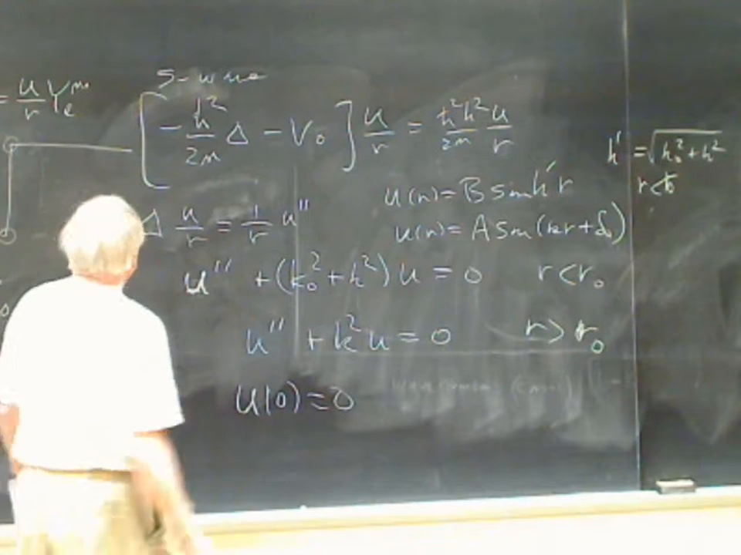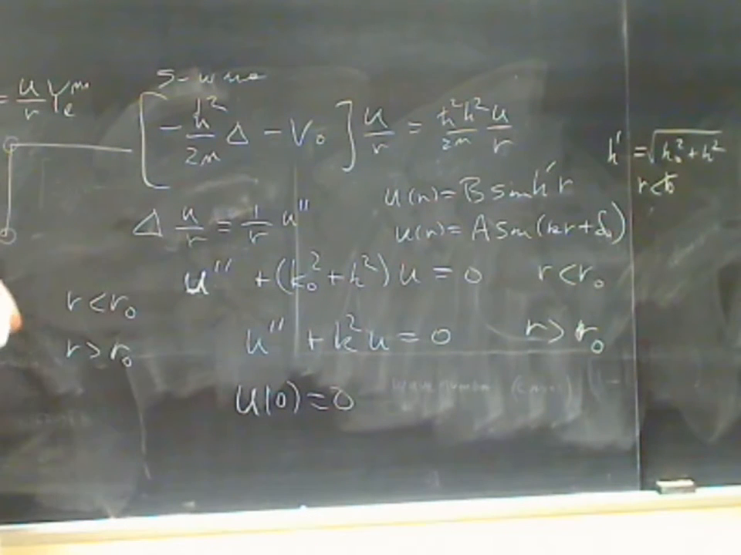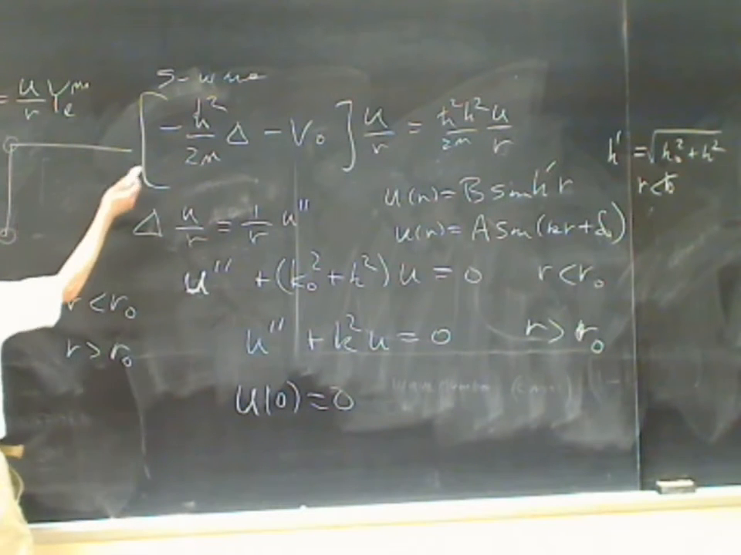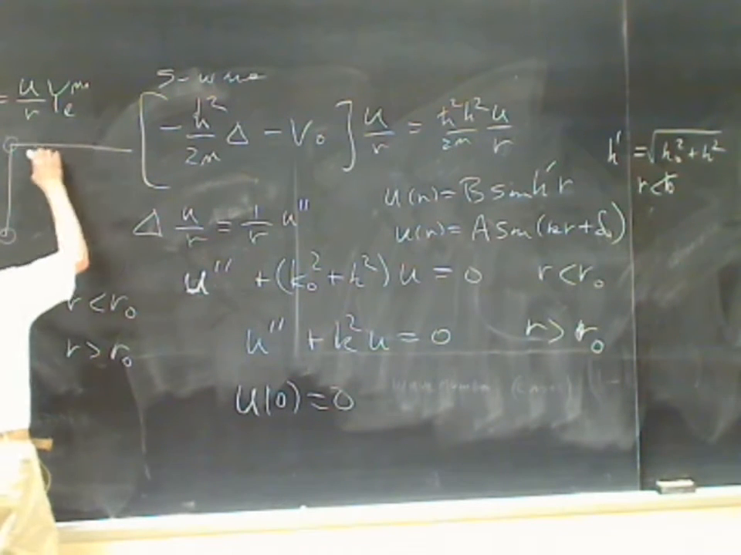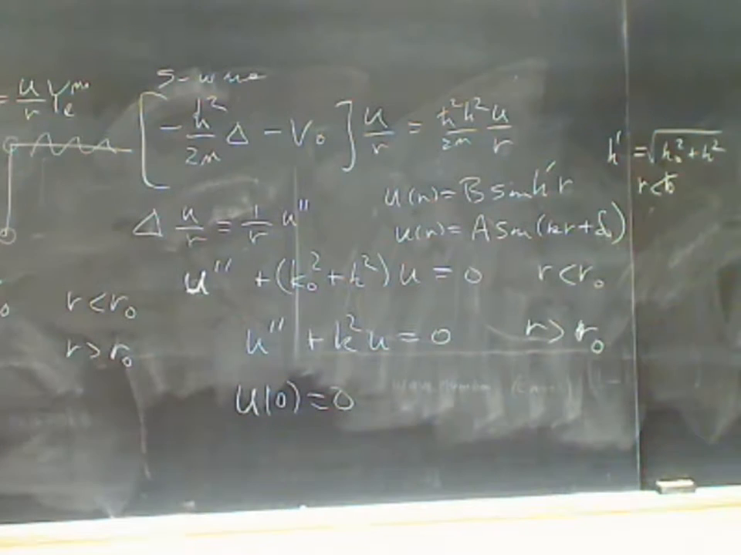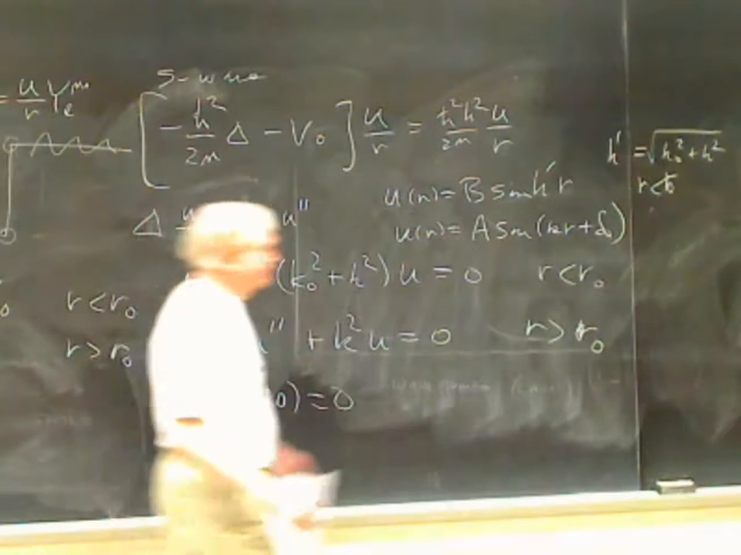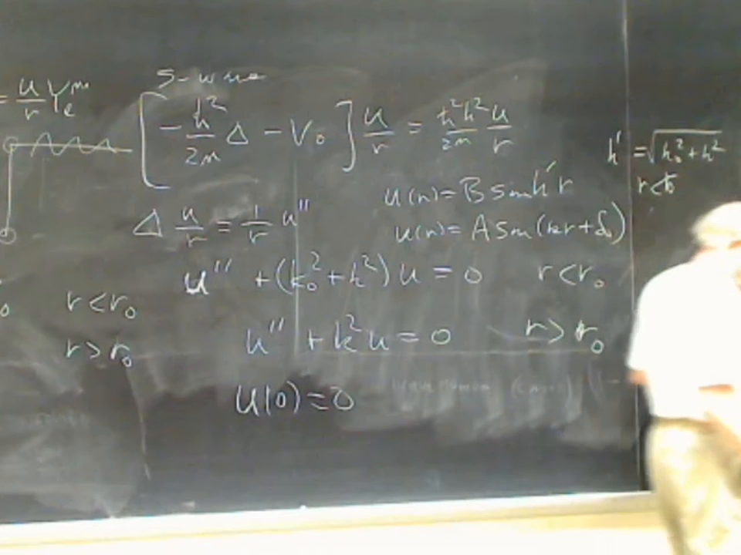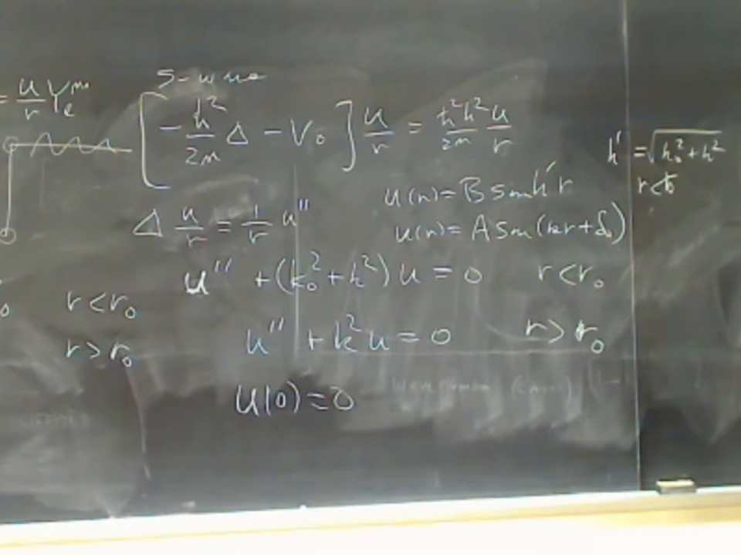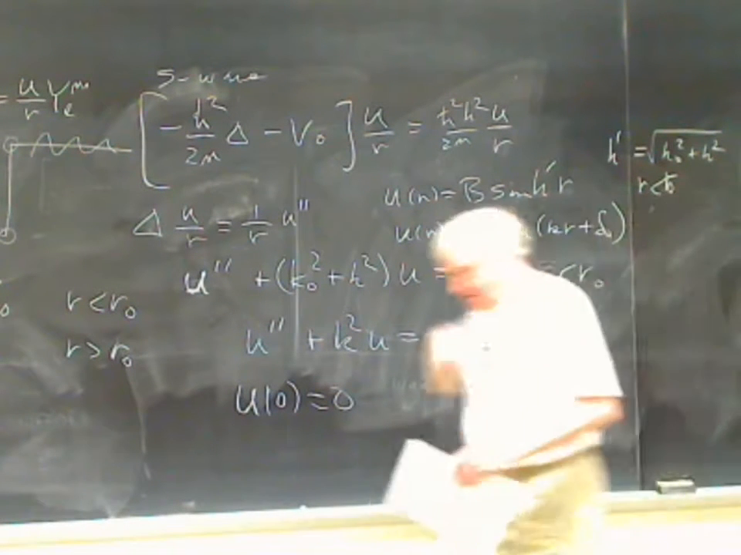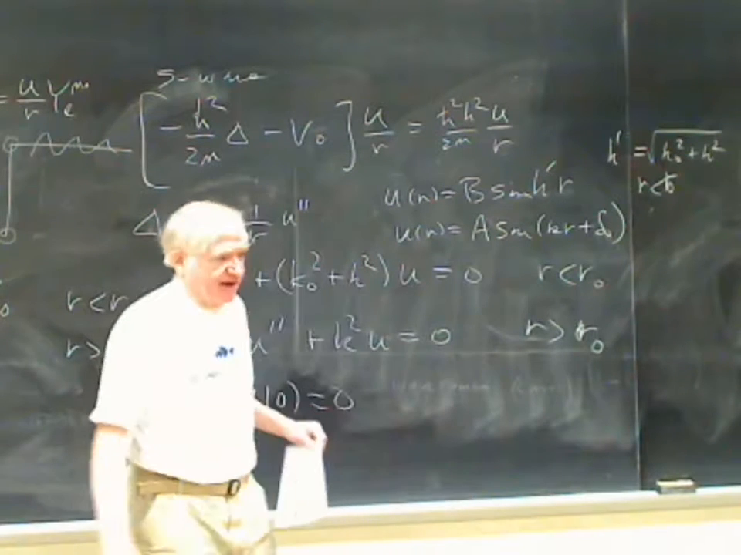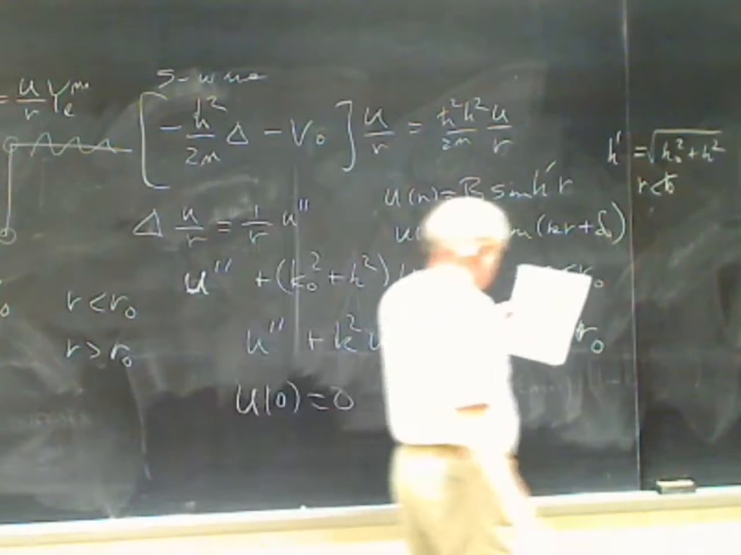Okay, now we want to match. So we've got a solution in here, which is a sine starting out from here, and then we've got something over here that's a sine wave of a different frequency and a different wavelength. And we want to join them here. The standard way of doing that is something you learn when you do one-dimensional quantum mechanics. And you guys, I understand, did a lot of that in the fall with David.